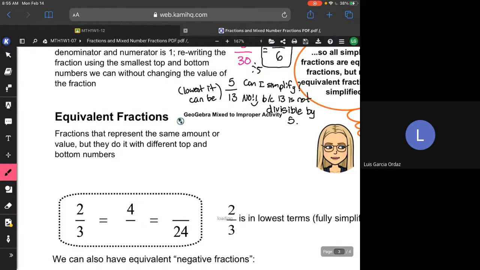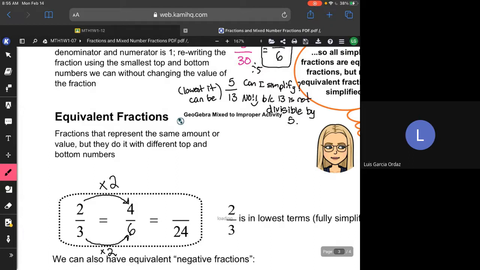So for example, I have 2/3. What did I multiply 2 by to get to 4? What did I multiply 2 by, Lance? By 2. Which means in order for it to be equivalent, I have to multiply my denominator by 2. And what is 3 times 2? Lance? 6. So an equivalent fraction to 2/3 would be 4/6.